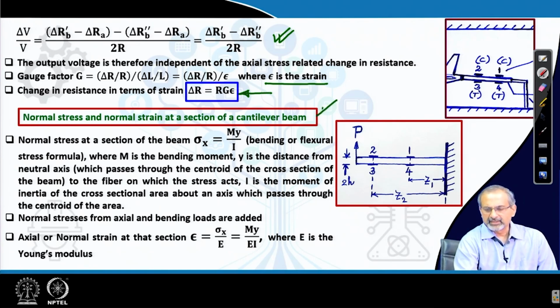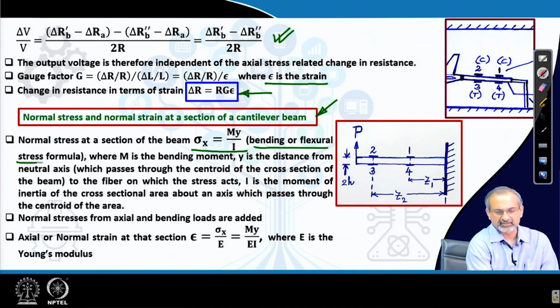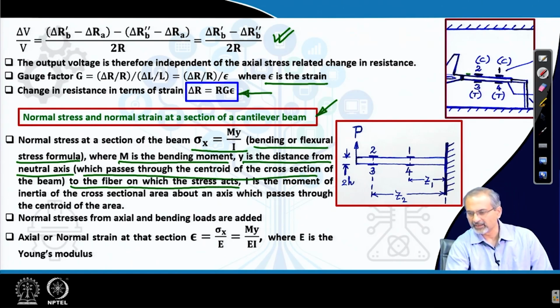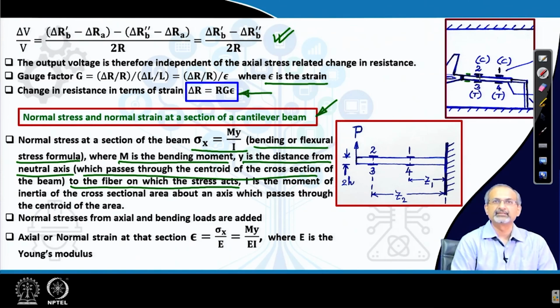Now, let us recall normal stress and normal strain at a section of a cantilever beam. This you must have studied earlier in your strength of materials courses. Normal stress at a section of the beam, sigma x, would be given by My by I, which is the bending or flexural stress formula. Now, M is the bending moment, y is the distance from the neutral axis, which passes through the centroid of the cross section of the beam, to the fiber on which stress acts. So, either it is the upper surface or the lower surface that we are interested in as far as that y distance is concerned.